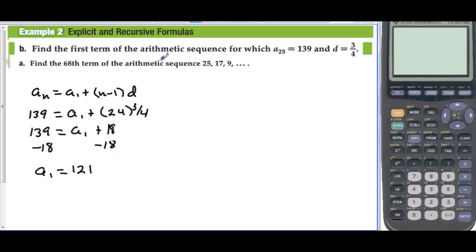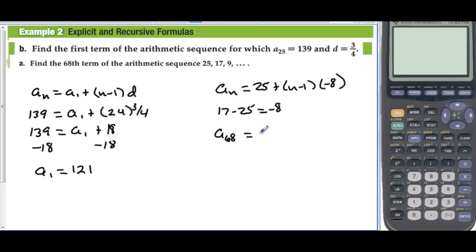Find the 68th term of the arithmetic sequence 25, 17, 9, keep on going. Well, a sub n is equal to a sub 1, that's 25, plus n minus 1 times the common difference. If we take 17 minus 25, we get negative 8. So each time we're adding on negative 8 to get the next term. We are asked to find the 68th term, so a sub 68 is equal to 25 plus 67 times negative 8.